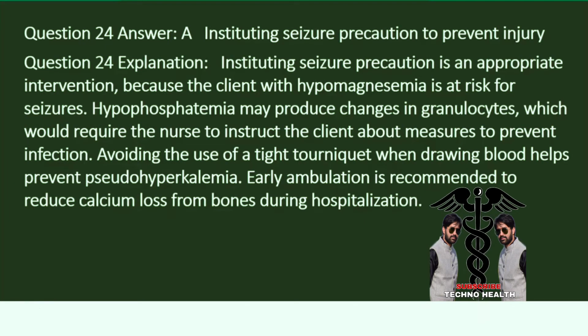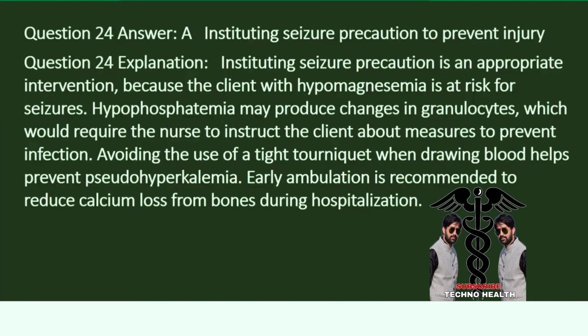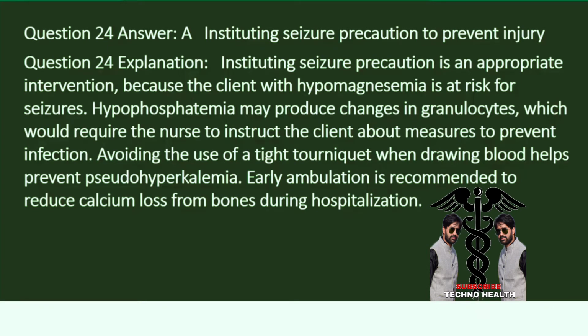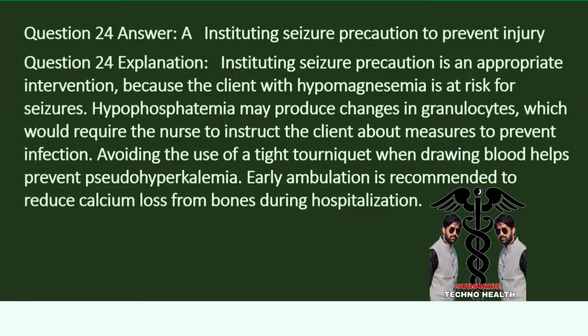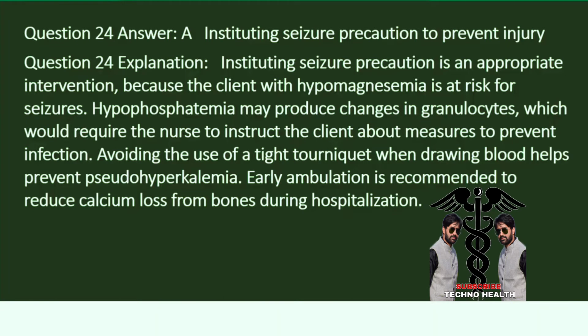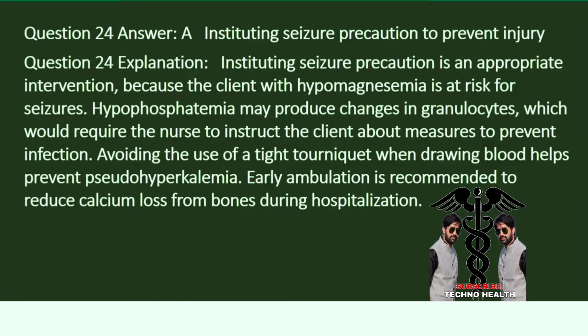Question 24. Answer: A. Instituting seizure precaution to prevent injury. Question 24. Explanation: instituting seizure precaution is an appropriate intervention, because the client with hypomagnesemia is at risk for seizures. Hypophosphatemia may produce changes in granulocytes, which would require the nurse to instruct the client about measures to prevent infection. Avoiding the use of a tight tourniquet when drawing blood helps prevent pseudo-hyperkalemia. Early ambulation is recommended to reduce calcium loss from bones during hospitalization.